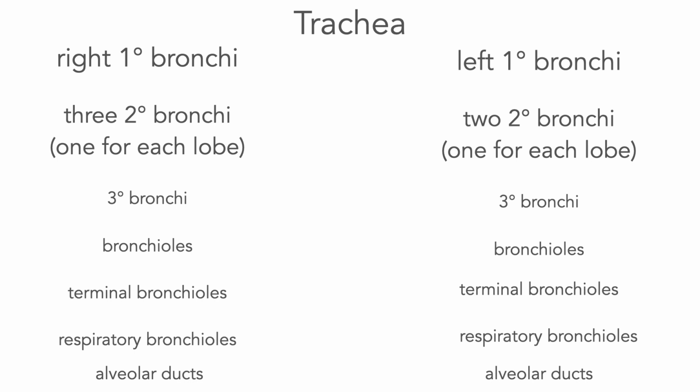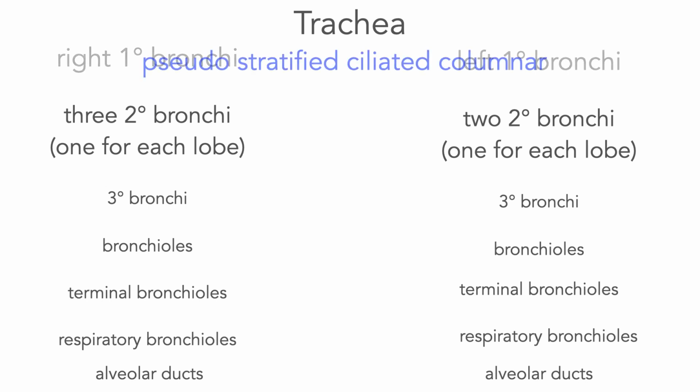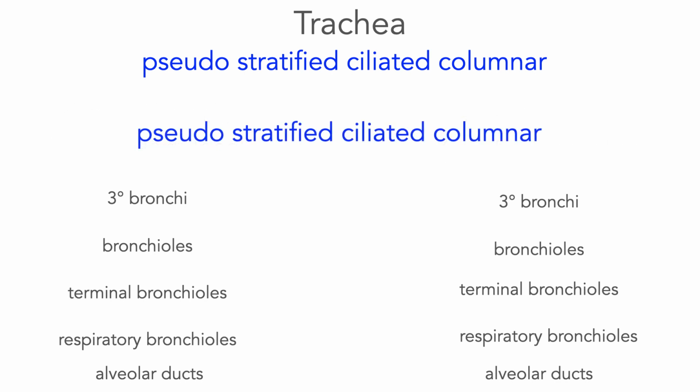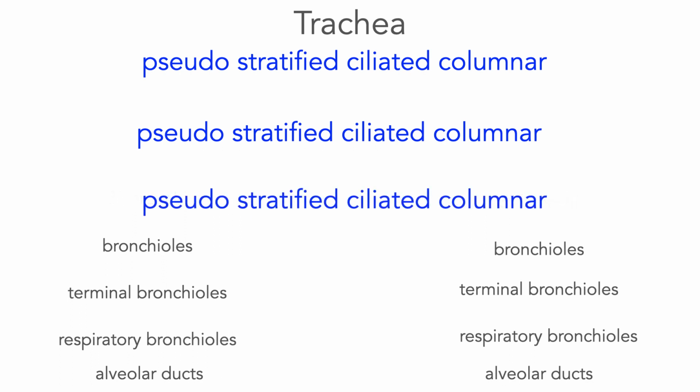As we travel down through the respiratory system, the lining of these different airways will change. The epithelial tissue will change. So the primary bronchi are lined by pseudostratified ciliated columnar epithelium, which we saw again in a previous video. And that continues through the secondary and the tertiary bronchi.